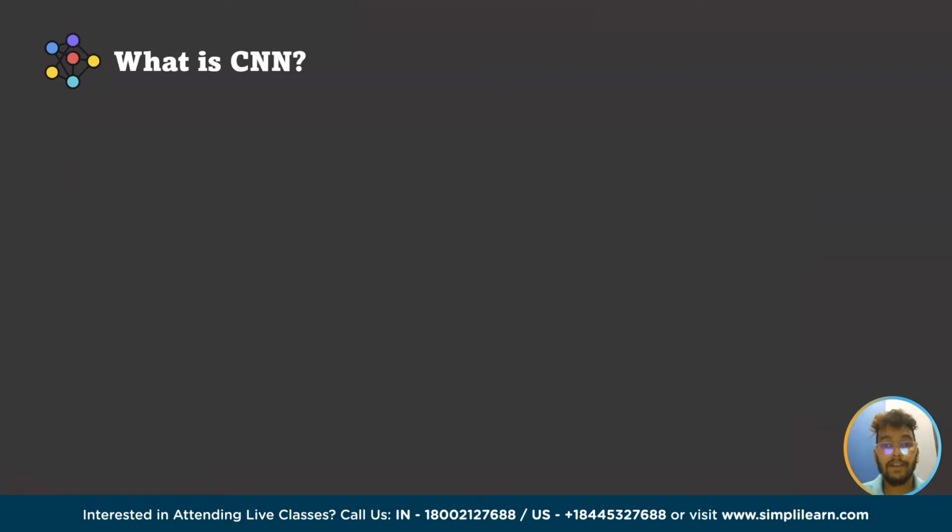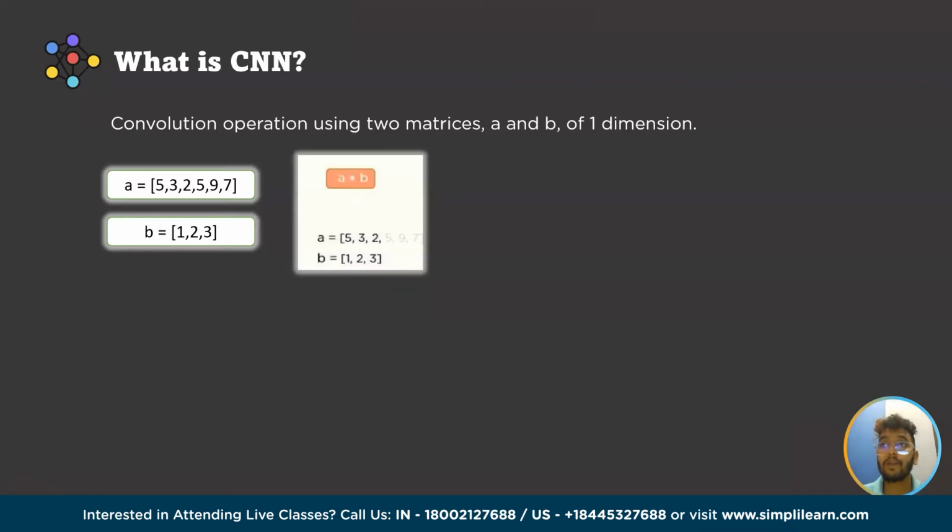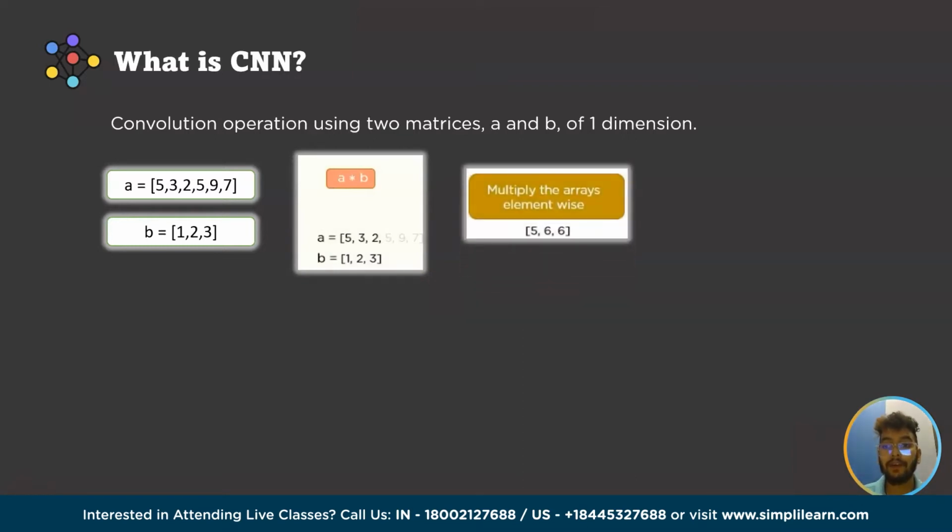Now let's understand the convolution operation using two matrices A and B of one dimension. A equals 5, 3, 2, 5, 9, 7, B equals 1, 2, 3. So in a convolution operation, the arrays are multiplied element-wise and the product is summed to create a new array which represents A into B. So here A into B: 5 3 2 and 1 2 3. Multiply the arrays element-wise and take the sum of the products.